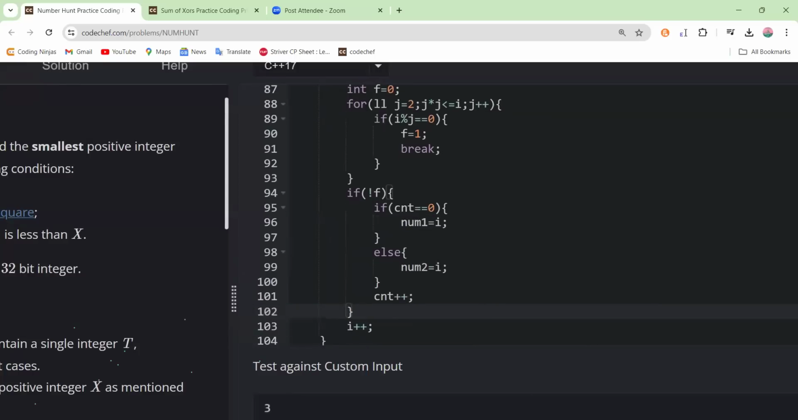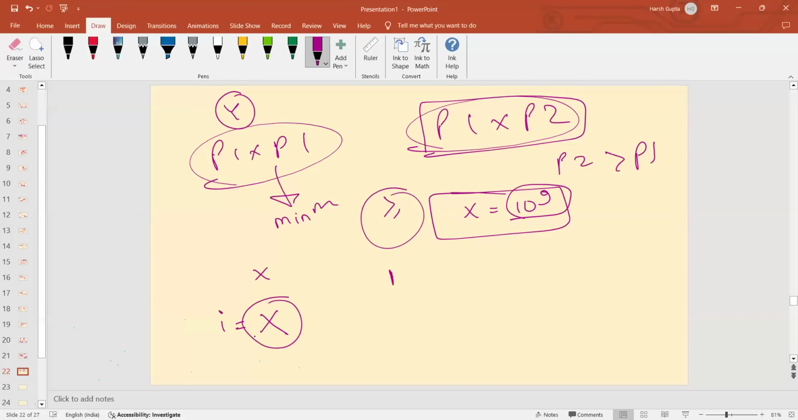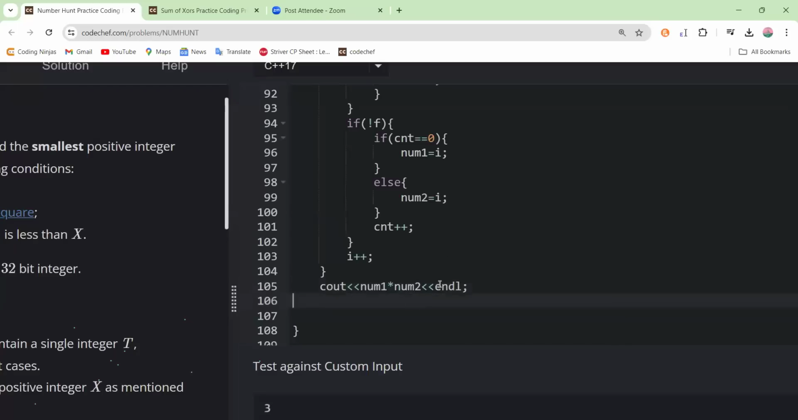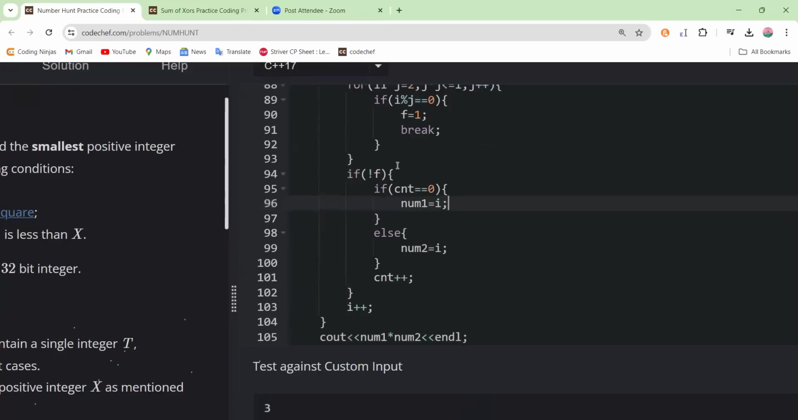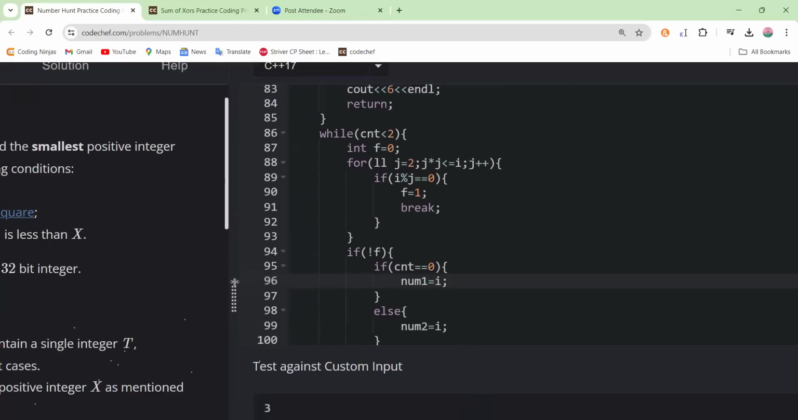So what I am simply doing is, I am starting from x. I have initialized my i to x, checking whether this is a prime number or not. Then checking if x plus 1 is a prime number or not, x plus 2 is a prime number or not, x plus 3 is a prime number or not. I keep doing this till I get two prime numbers. Once I get two prime numbers, my search is over. I need to simply multiply them and output the result. Okay. So this was a simple implementation of this particular question.